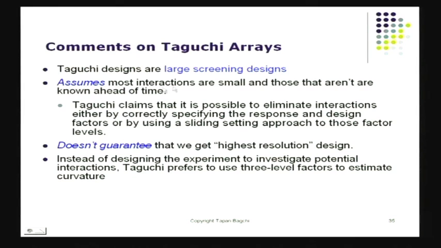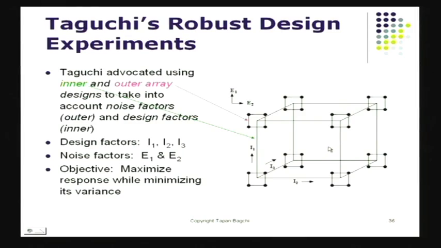When I'm using Taguchi's arrays, I assume that most of the interactions are either small or not present at all. And it does not guarantee that we get highest resolution design. That means we are not able to see a lot of interactions that also should be in some cases important. Let's move now to this concept of robust design.